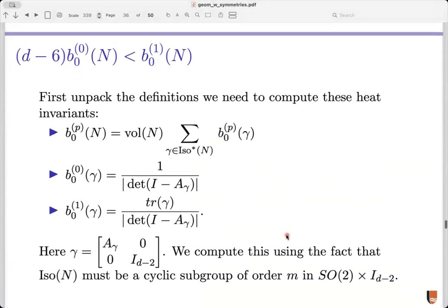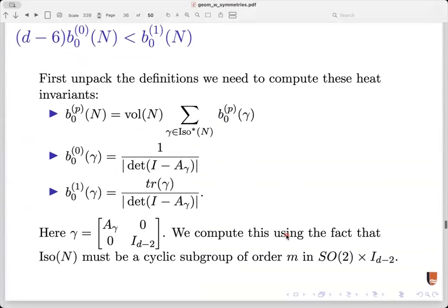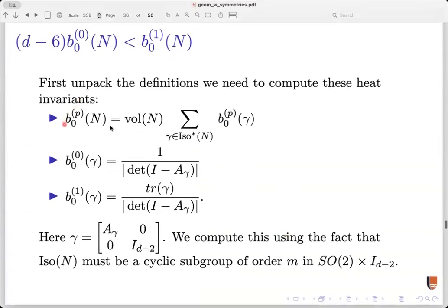So how do we prove that? We have to dig into what these invariants actually are. The zeroth heat invariant for the Hodge Laplacian on p-forms on our orbifold is going to be the volume of whatever your singular stratum is, times the sum of these isotropy elements in iso star of this contribution based on whatever isotropy element we have.